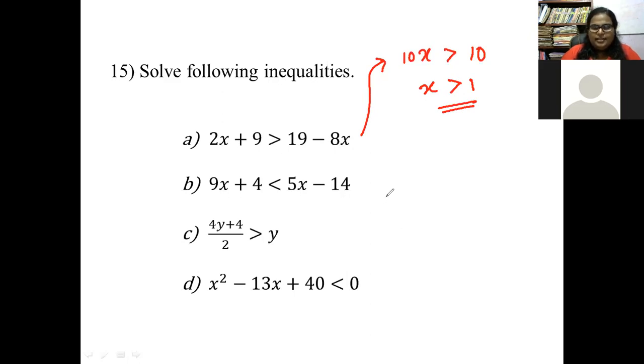It is very clear, right? And the linear inequalities are very easy. The thing is, there are some difficulties in quadratic inequalities, right?